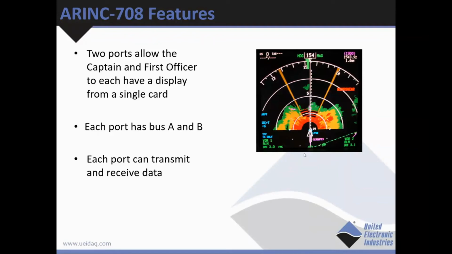Thank you. ARINC-708 is typically used for weather radar and enhanced ground proximity warning system applications. It uses the 1553 bus as the transport mechanism. However, the messages are a completely different structure. Data is allowed to travel both on side A and side B simultaneously and at a higher rate than standard 1553.